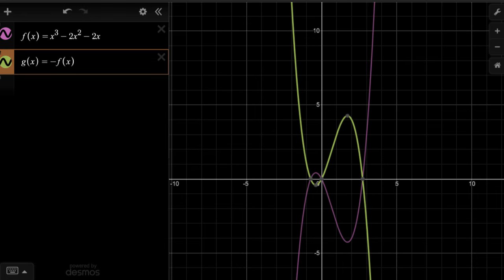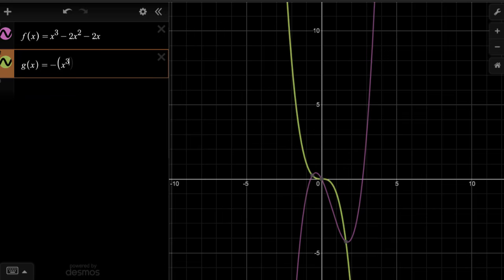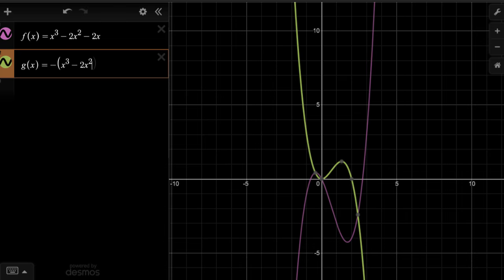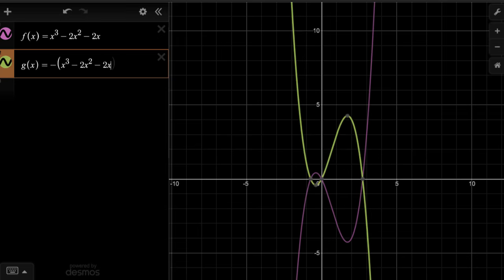Another way we could have done it is, instead of that, we could have said the negative of x to the third minus 2x squared, and then minus 2x, and then we close those parentheses, and we get the same effect.